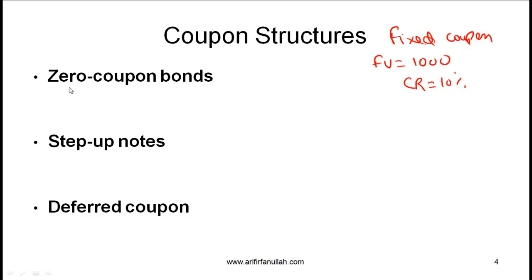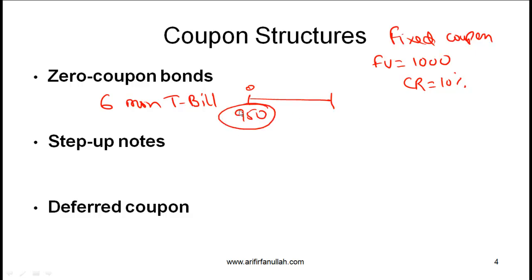So one is a zero coupon bond. So here essentially there are no coupons, and generally short-term government securities are zero coupon bonds. Take for example a 6-month T-bill. A 6-month T-bill is essentially a zero coupon bond, where let's say that at time 0 an investor buys a 6-month T-bill for 950. So this is the purchase price.